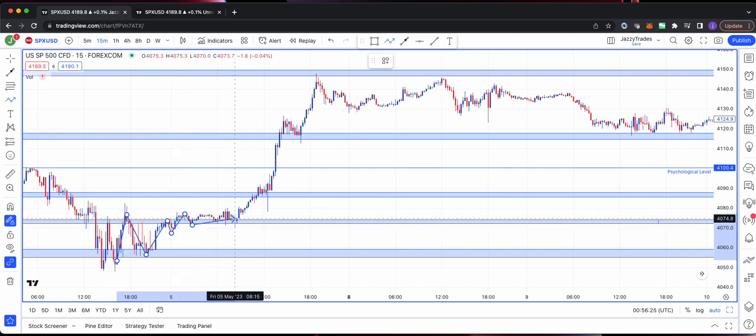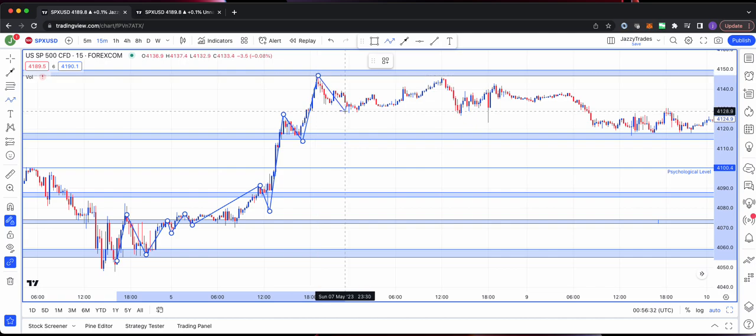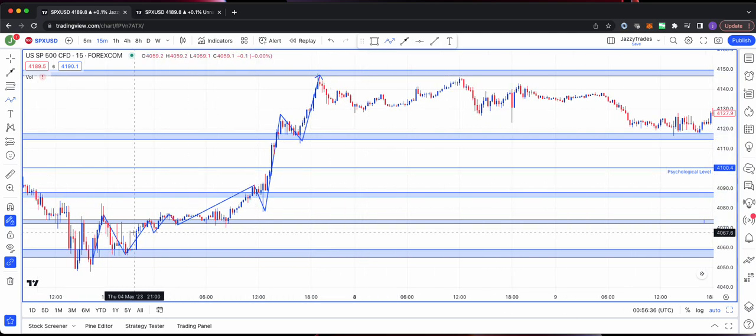Okay, I'm just gonna skip all that. What are we forming? Are we forming lower highs and lower lows or higher highs and higher lows? What are we forming here? Is this bullish or bearish?